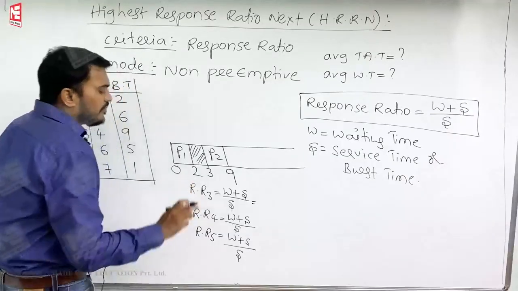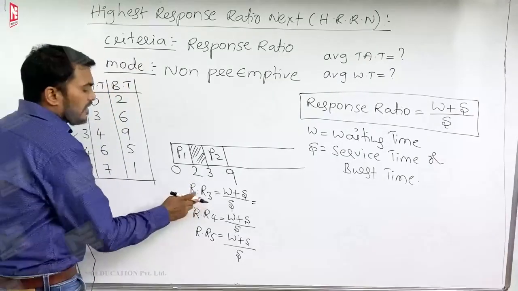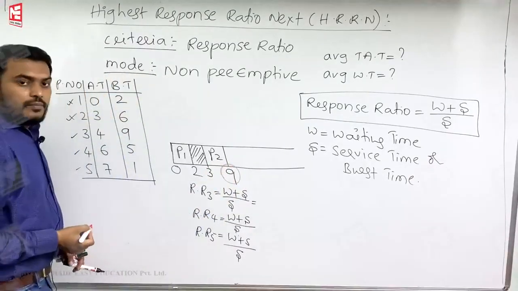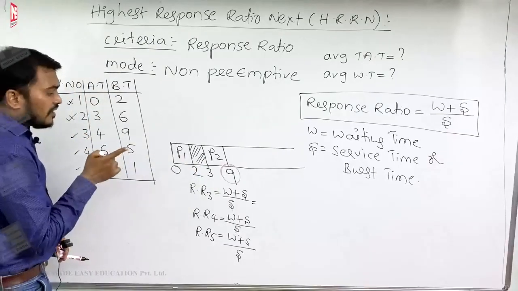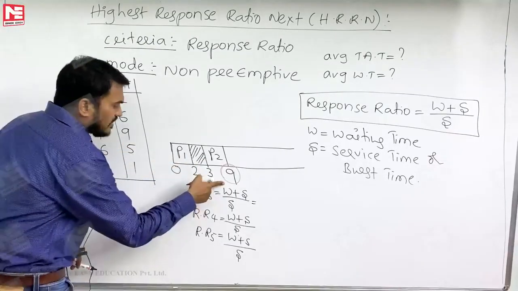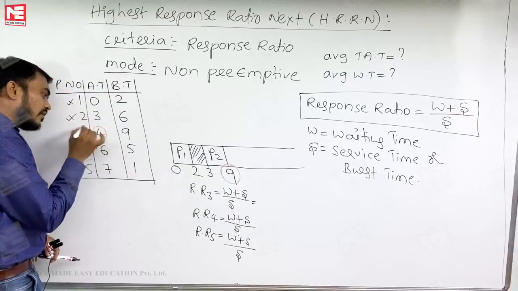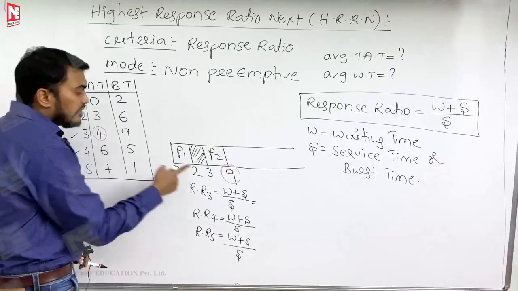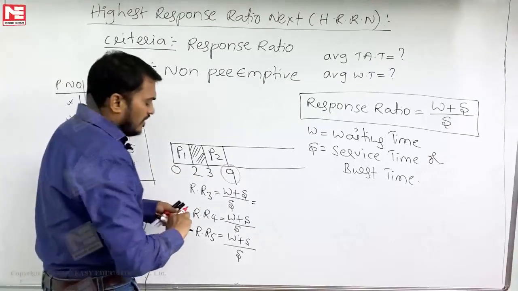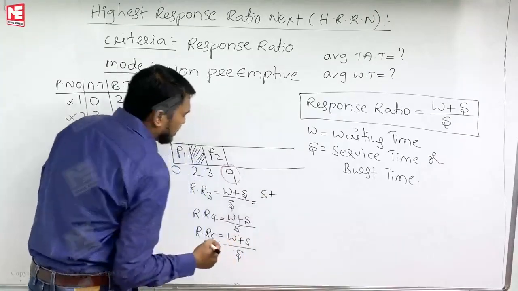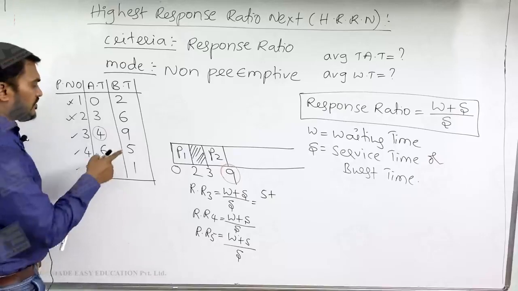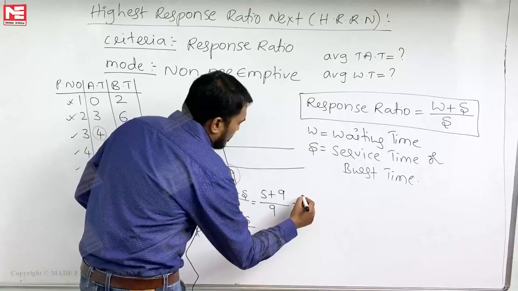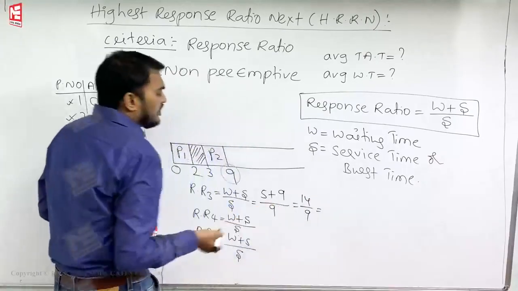Now I want the waiting time of process P3. Listen carefully. What is the present time here? Present time is 9. At what time does P3 arrive? 4. Now tell me, how much is the waiting time? Present time is 9 and P3 arrives at the time 4, so 9 minus 4, which is 5. So the waiting time is 5 plus the service time, which is the burst time, 9. So (5 plus 9) by 9, that is 14 by 9. We'll find the value later.